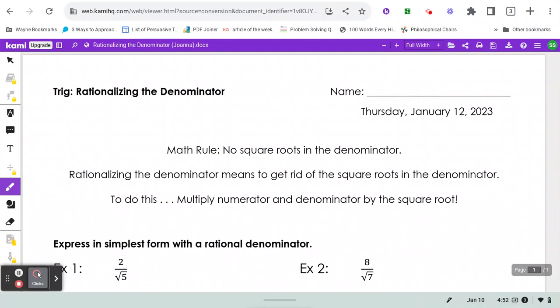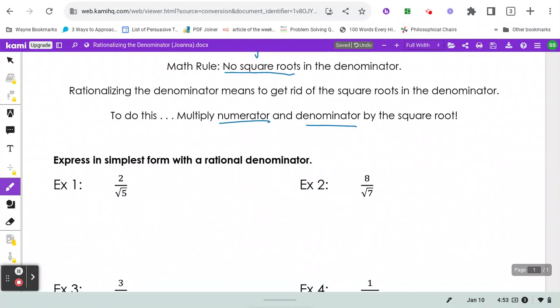So there's a math rule that says that you cannot have square roots in the denominator. No square roots in the denominator. So rationalizing the denominator means to get rid of the square roots in the denominator. It's the mathematical way of saying get rid of the square roots in the denominator. In order to do this, all you have to do is multiply the numerator and denominator, both of them, by the square root. All right, let's take a look at the first example.